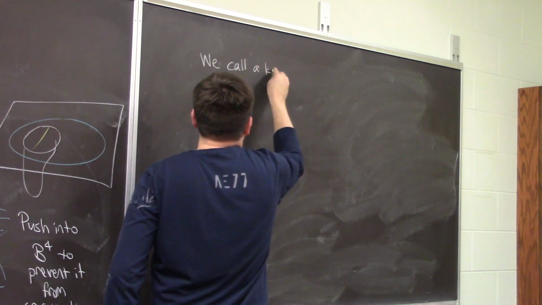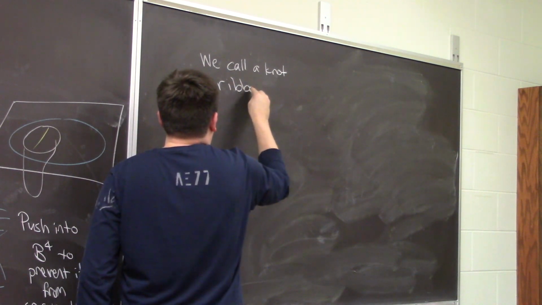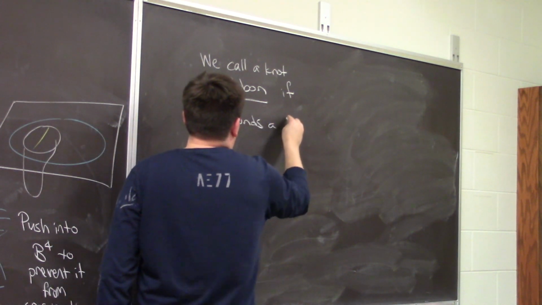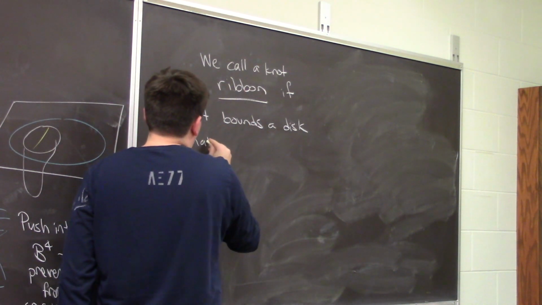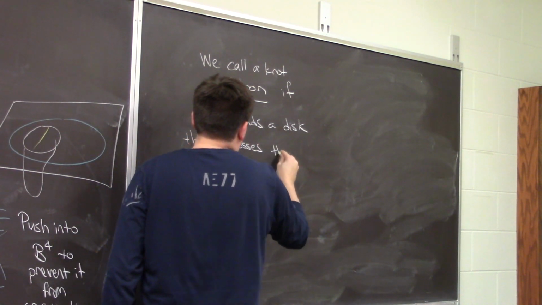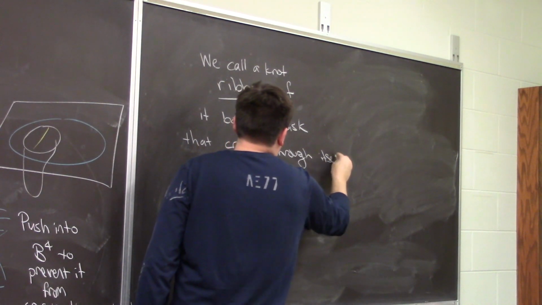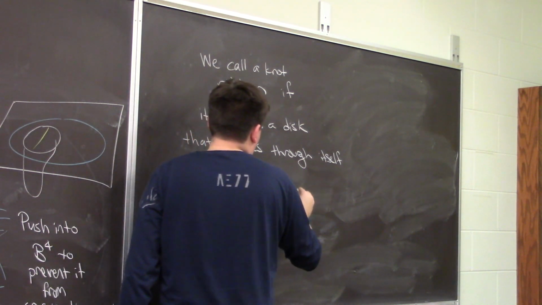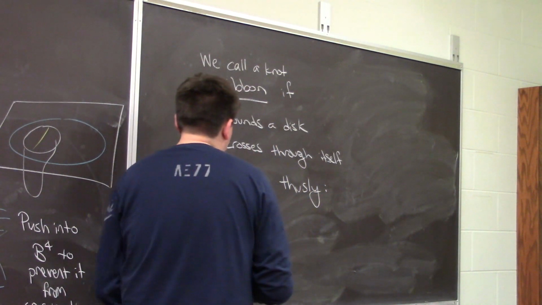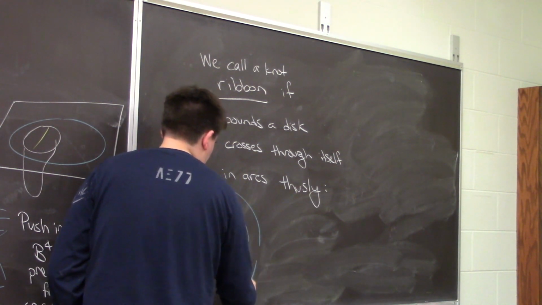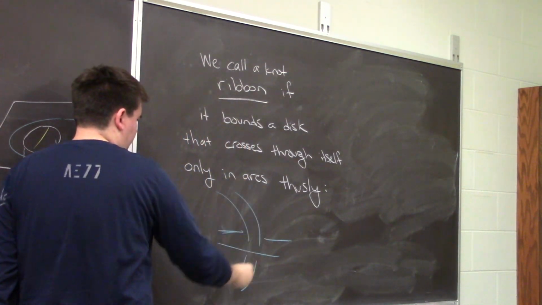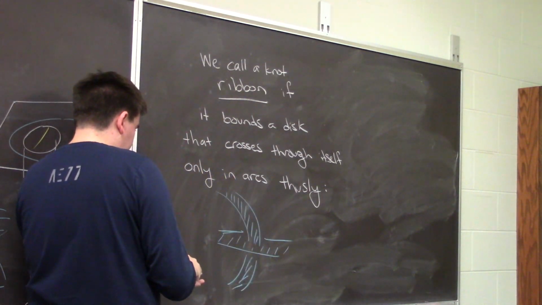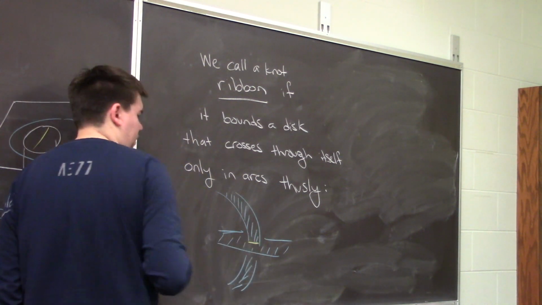We call a knot ribbon if it bounds a disk that crosses through itself, so that is, it intersects only in arcs, thusly. It only crosses through itself in this way. Here's my knot. It's bounding some disk. Over here, it's still bounding some disk. This disk is passing through itself, but it only hits in some arc like that.